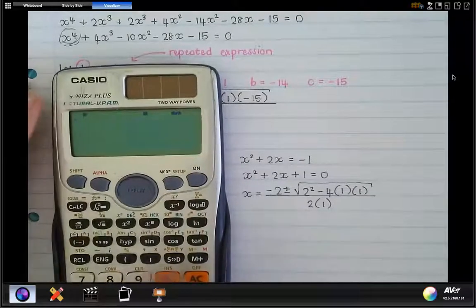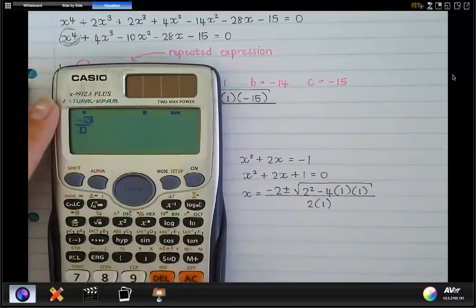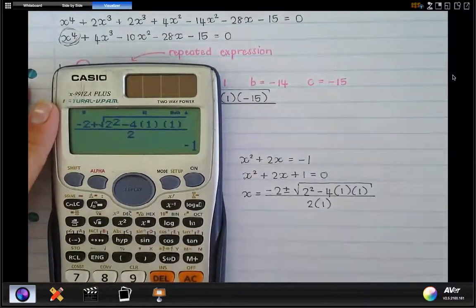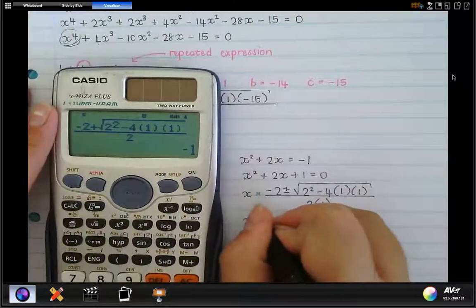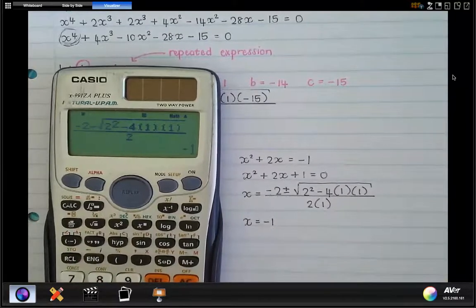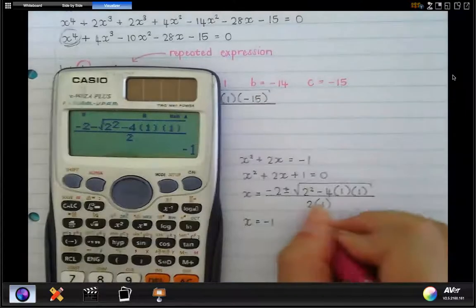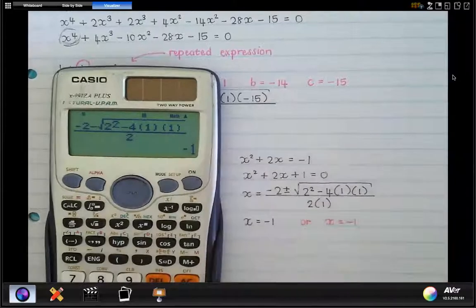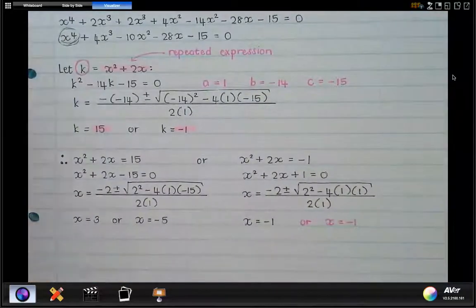Now we're going to type this all in. We're going to do negative 2 plus the square root of 2 squared minus 4 times 1 times 1. You don't have to type those all in, right? Over 2. We're getting x equal to negative 1. Now, guys, if you change that plus to a minus, let's see what happens. We're getting the same answer. I'm just going to put a different color pen here. You can write it in pencil. You don't actually have to write it in at all. You're getting the same answer twice.